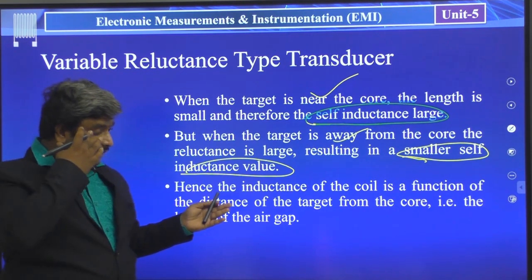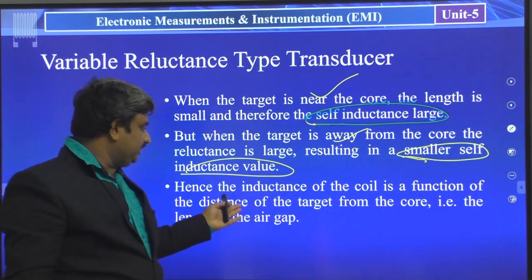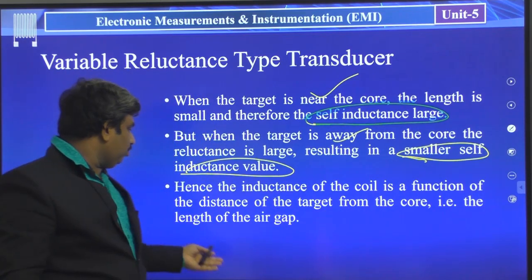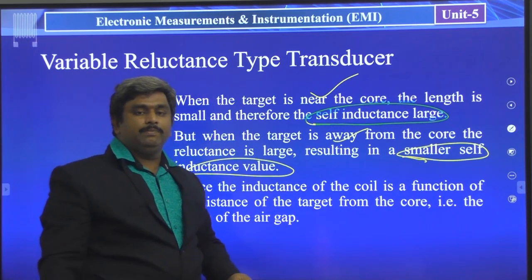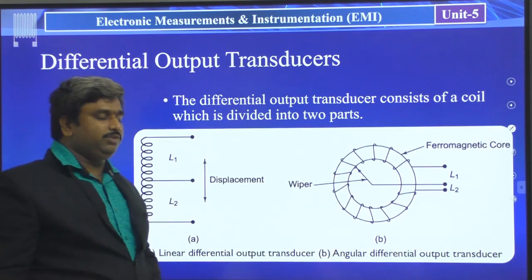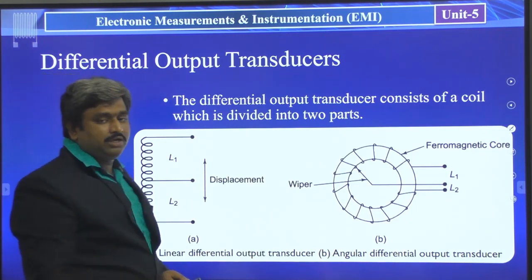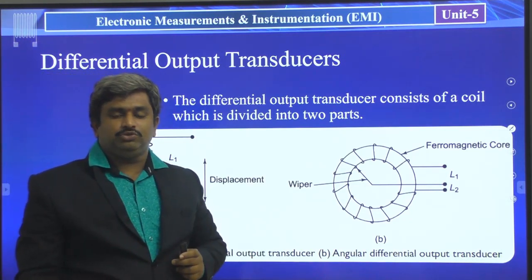The self-inductance output is completely a function of the distance of the target from the core, that is the length of the air gap. So the distance we are calling the length of the air gap. Right. Next. So this is about the inductive type transducers.